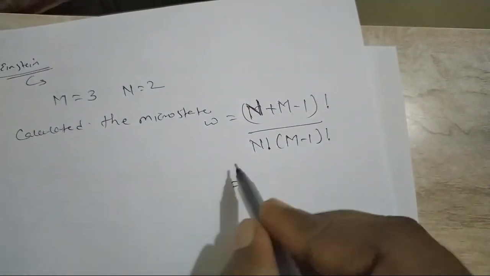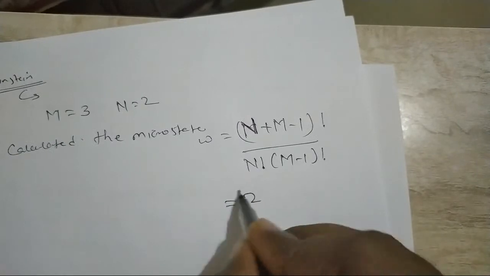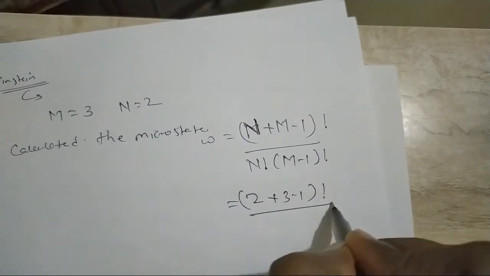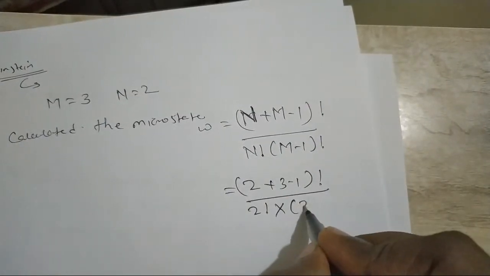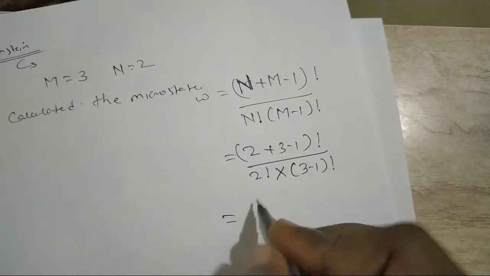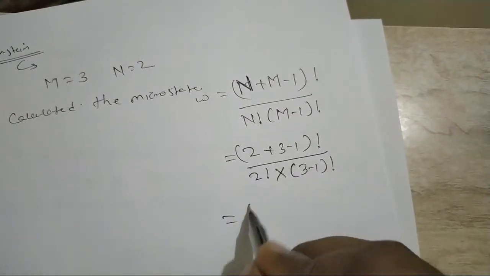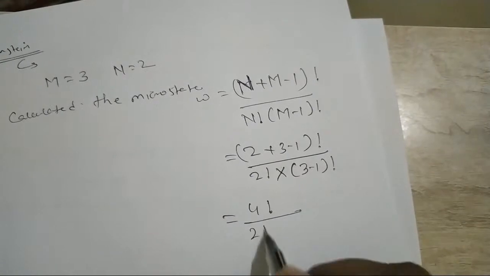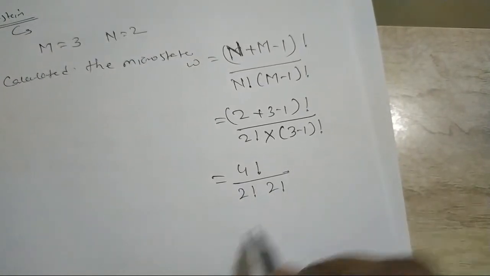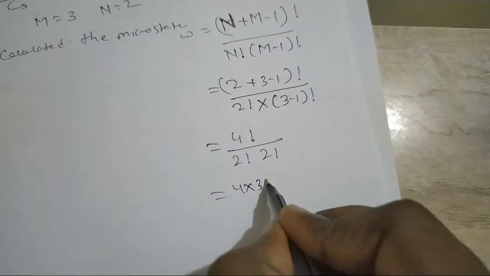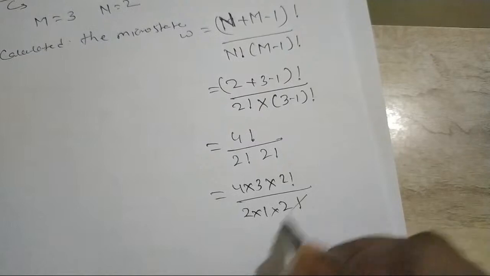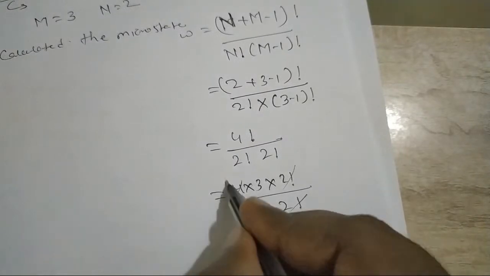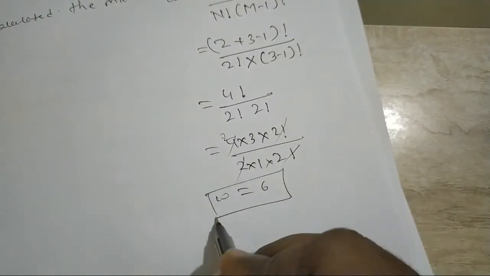So we have the n value as 2. So (2 plus 3 minus 1) factorial upon 2 factorial multiplied by (3 minus 1) factorial. So we get 4 factorial upon 2 factorial and 2 factorial. We write 4 into 3 into 2 factorial upon 2 into 1 into 2 factorial. 2 factorial and 2 factorial cancel. Then 2 into 3 is 6. So we get W equal to 6.